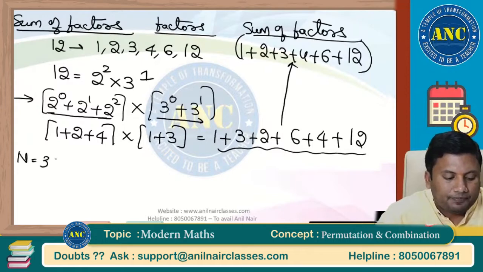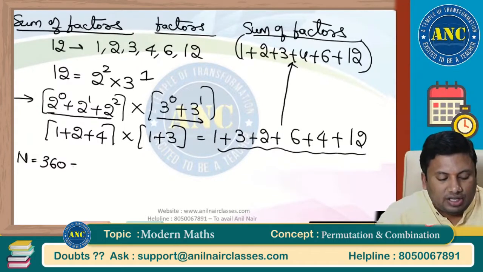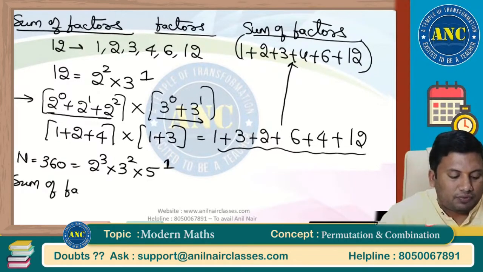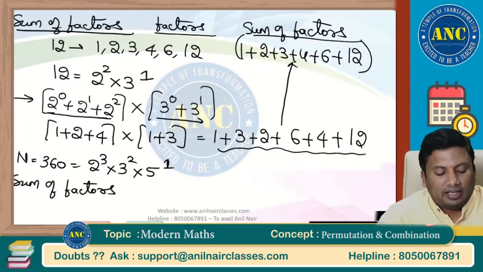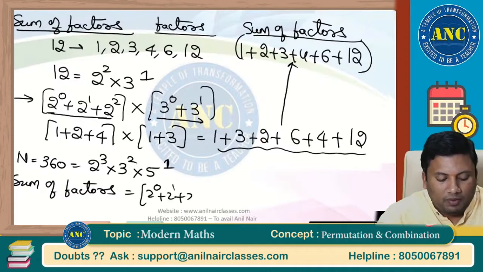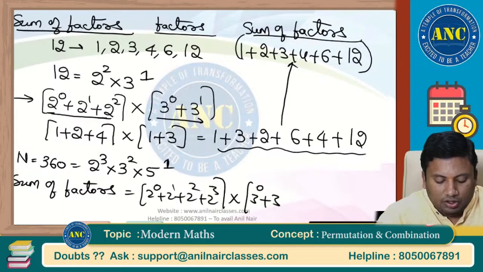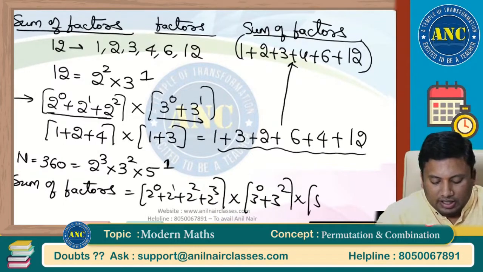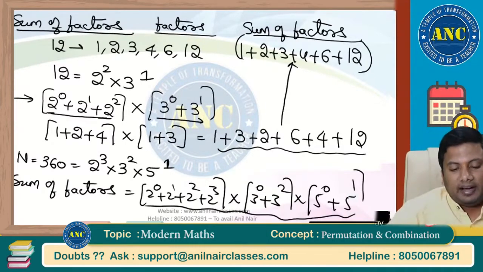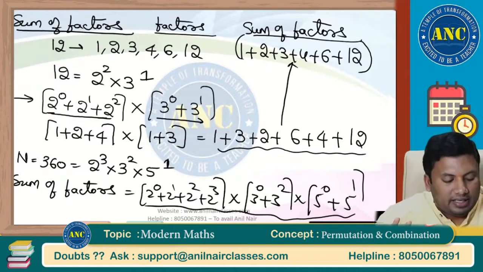Suppose n is 360. 360 is nothing but 2 cube into 3 square into 5 power 1. So what will be the sum of the factors for this number? It will be given by (2 power 0, 2 power 1, 2 square, 2 cube), next (3 power 0 to 3 power 2), next (5 power 0, 5 power 1). These are nothing but the sum of the factors for the given number. I hope the idea is clear.